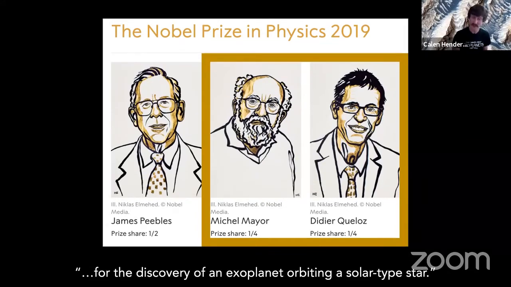Specifically, it wasn't for the discovery of the first exoplanet, and the Nobel Committee knows this, but they got the Nobel Prize for the discovery of an exoplanet orbiting a solar-type star. 51 Peg, the star that hot Jupiter is orbiting, has roughly the mass of our sun, and it's a mid-G dwarf. All of us who are following in the footsteps of Michel Mayor and Didier Queloz recognize very much that we're standing on the shoulders of giants, as the saying goes.